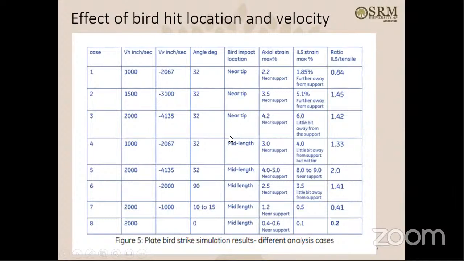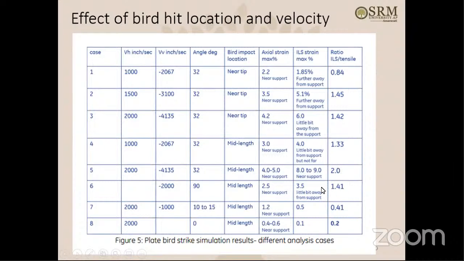Similarly, there are other cases like these three, where the impact location is near the tip, then the impact location of the bird is at mid length along the blade. So if I change the impact location, then what happens? Again, these velocities are changing, and as you can see, the ratio of interlamellar strain to tensile strain is also changing.